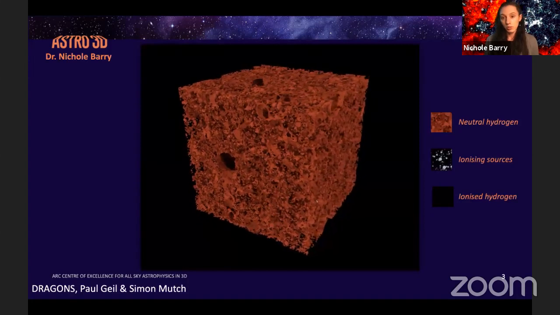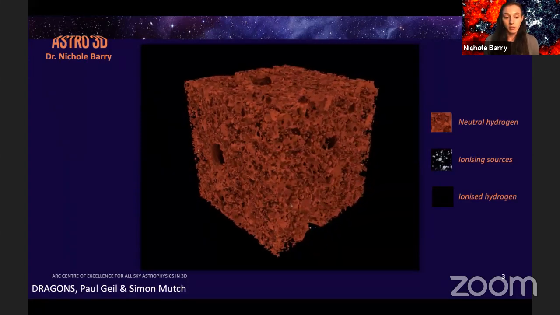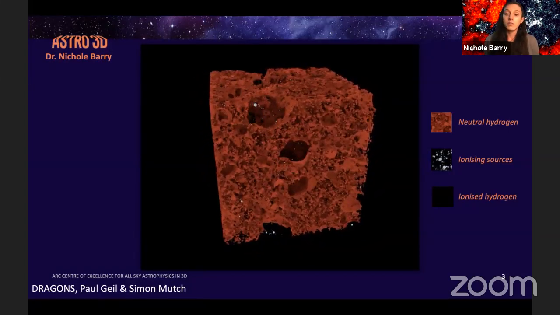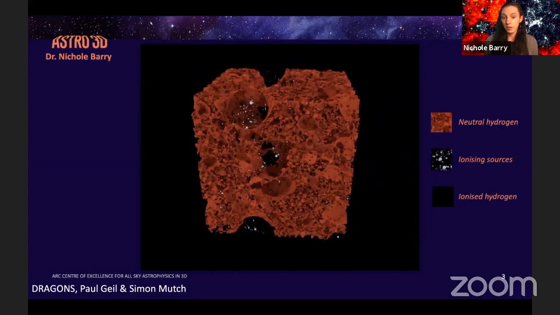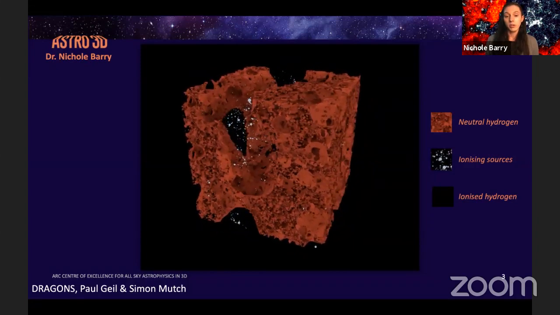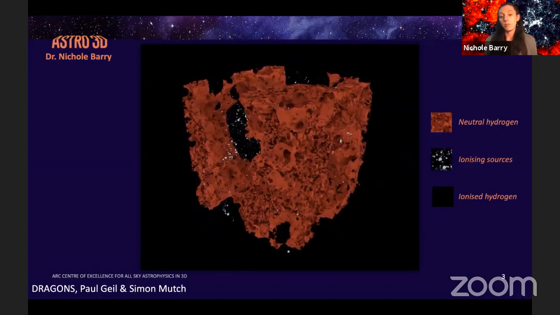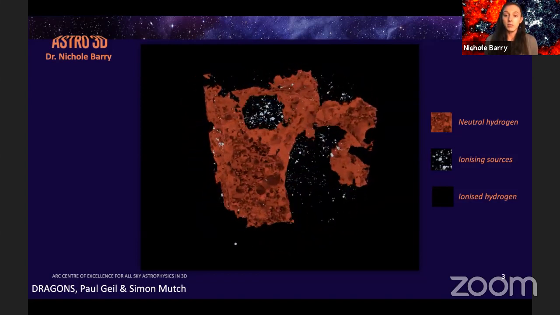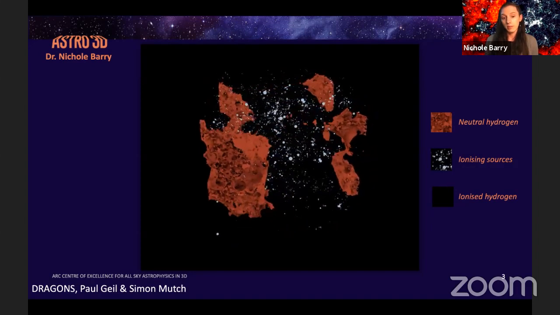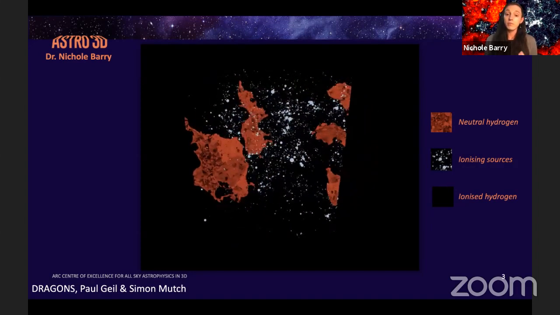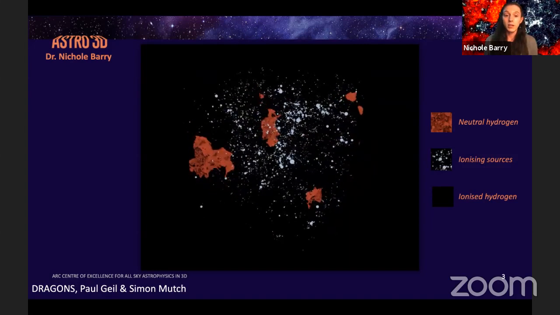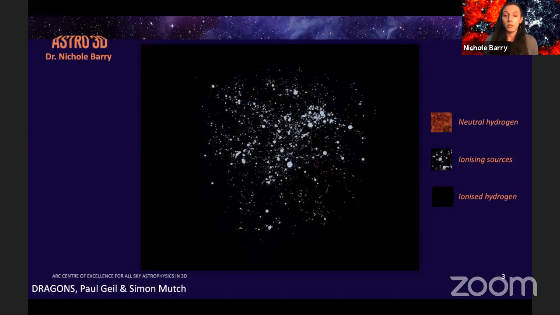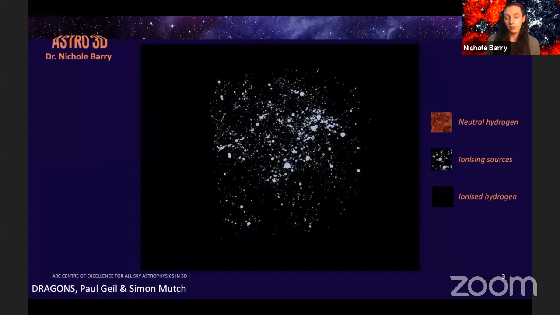So this is a simulation of the epoch of reionization by the Dragons team, Paul and Simon in particular. And you can see the neutral hydrogen in the red here, and the ionizing sources turning on at about redshift of 15, all the way through about a redshift of 6. And as these ionizing sources ionize the surrounding neutral hydrogen, it dissipates. So if you're looking for the 21 centimeter line, you can actually look at a variety of different frequencies and make a movie of the universe as it's evolving through its last phase change.